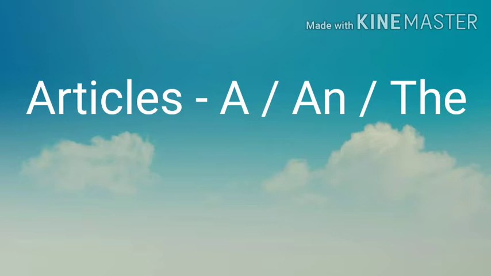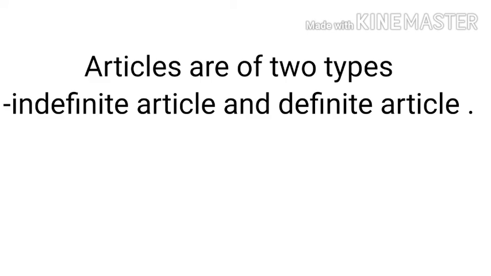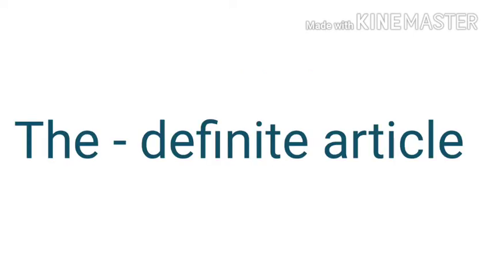Today let us learn articles a and the. You have already learned how to use a or an and the before nouns. The articles are of two types, indefinite and definite. A or an is called indefinite article because it does not point out any definite noun or a particular noun. The is called definite article because it points out a definite noun or a particular noun.